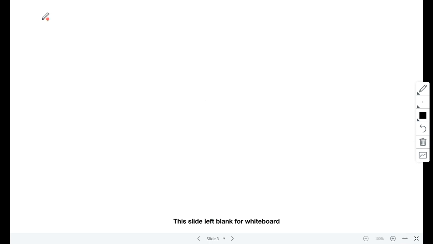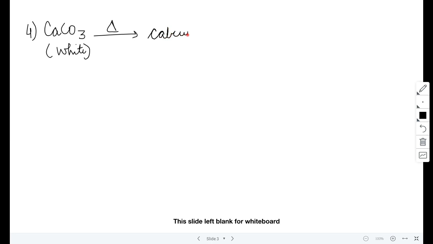So now, we have one more example. You can say the fourth example is calcium carbonate. Now, calcium carbonate is basically white color. When you heat it, what is going to form? Calcium oxide. I'm going to write the formulas also for you, and carbon dioxide will be released. Now this calcium oxide, you also call it lime.